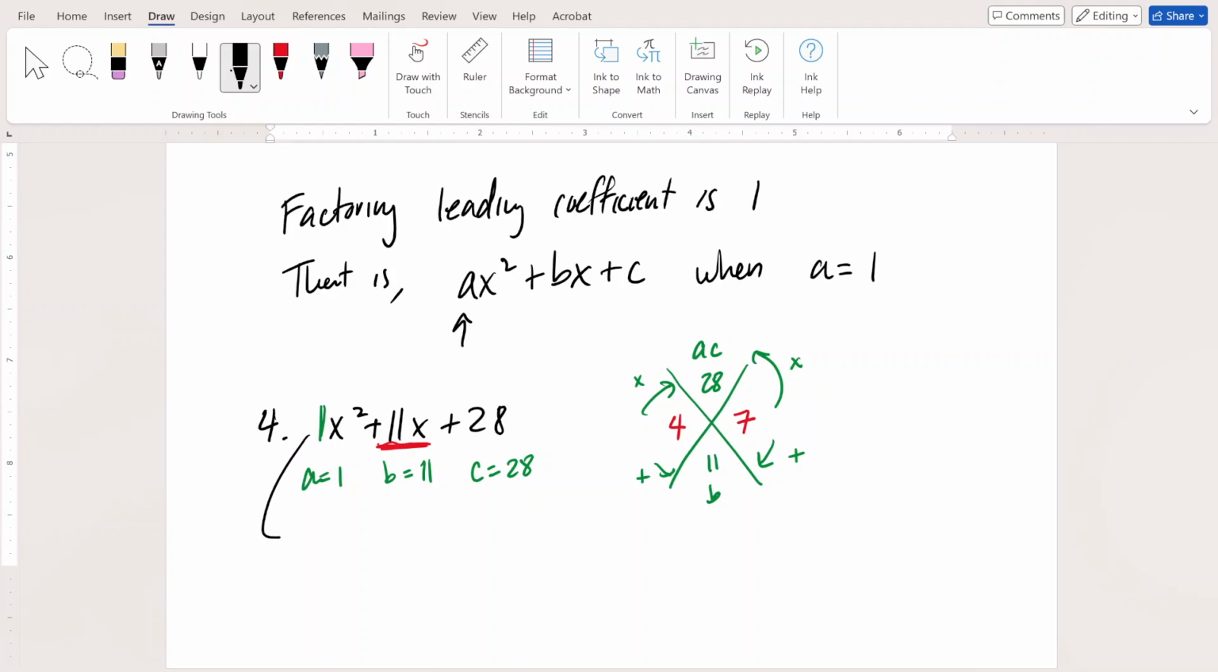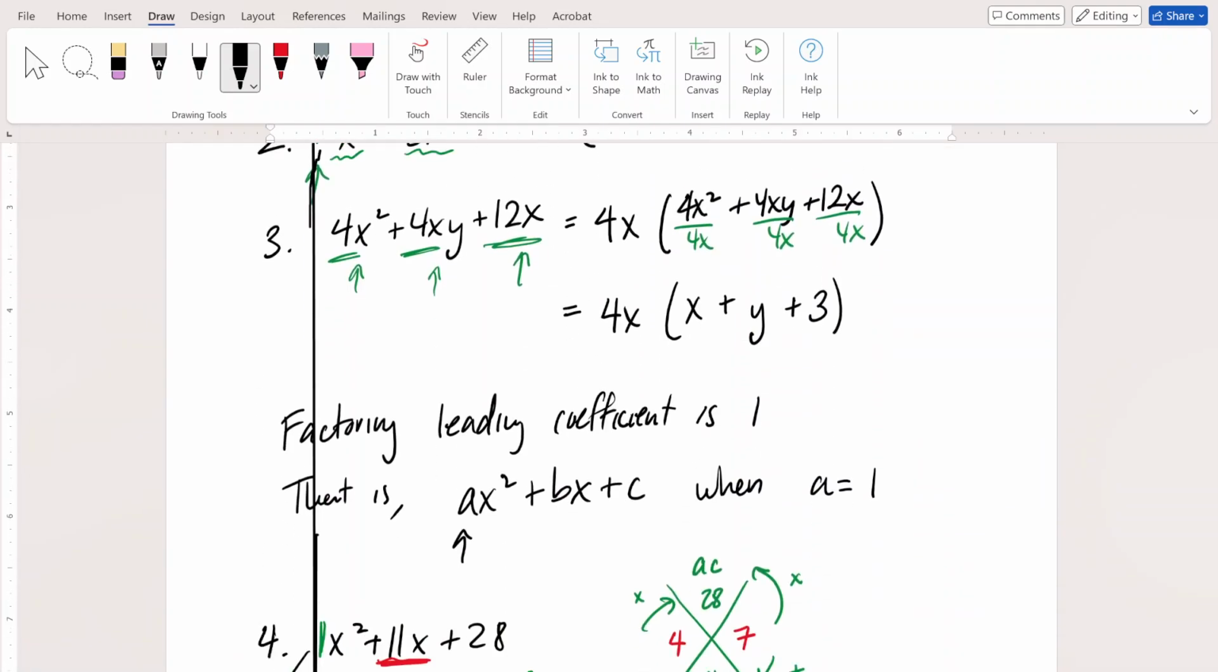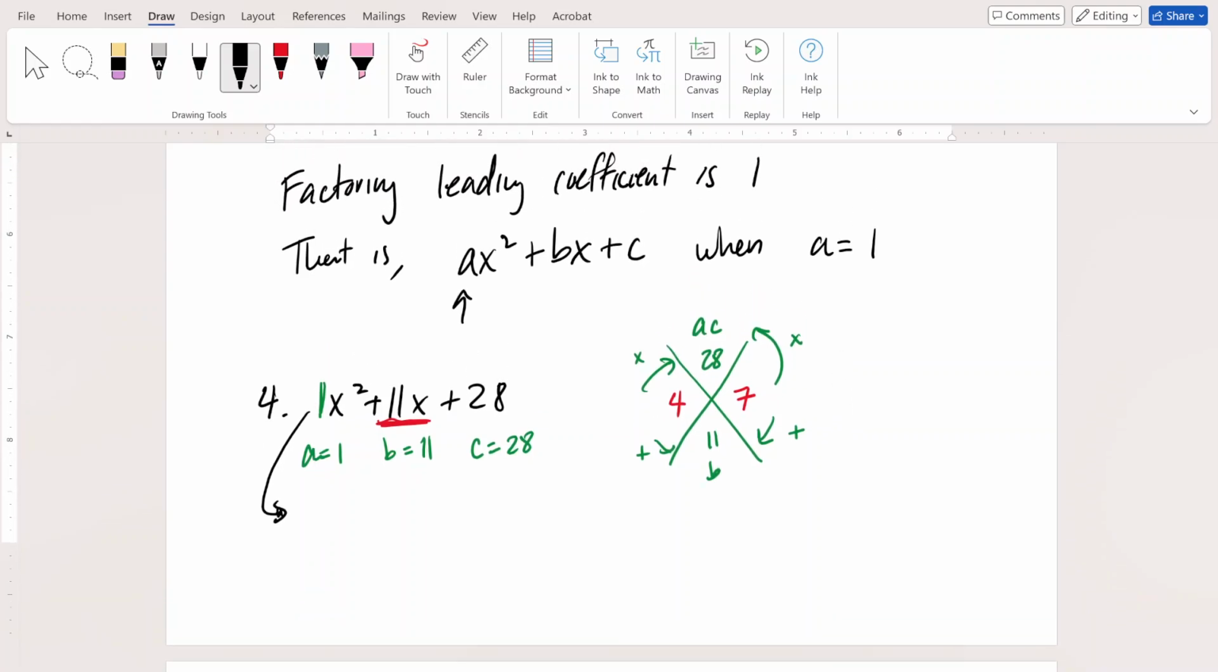So the original expression is going to be equal to x squared, but instead of writing 11x, I'm going to write plus the 4x or 7x, it doesn't matter. I just need to pick one of them, plus the 7x. Notice how 4 and 7 are both positive, and these are like terms to get back your original 11x. That's why I wrote equals here. And don't forget the 28 that's in the back there.